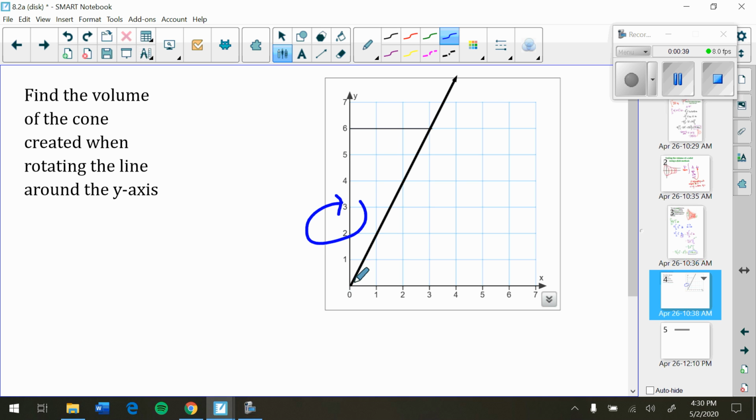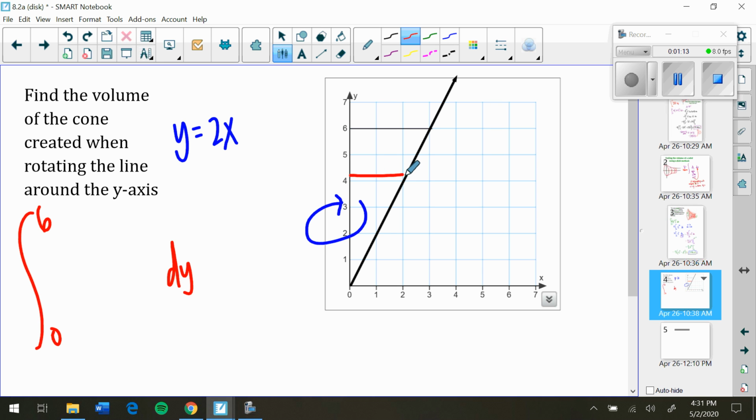Well, it has a y-intercept of 0 and a slope of up 2 over 1. So y is equal to 2x. I'm fairly certain this is the line. And let's consider what we need to do here. We are finding the integral. Now, if we're going around the y-axis, technically we're doing this with respect to y. So dy, I know. And if I'm going with respect to y, I'm starting here at 0 and ending here at 6.